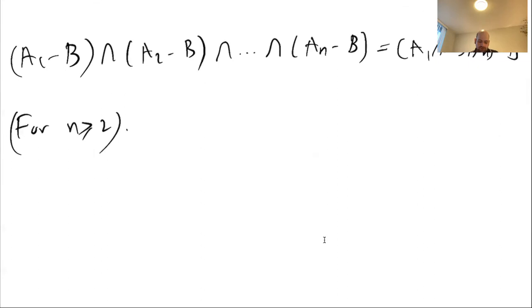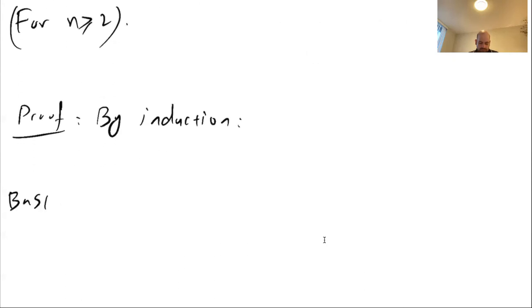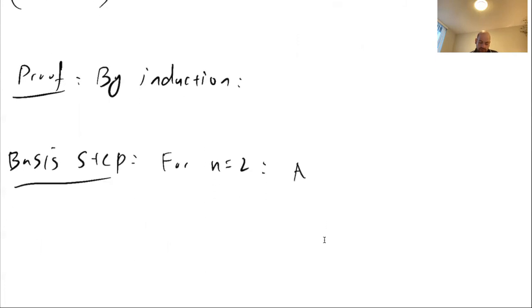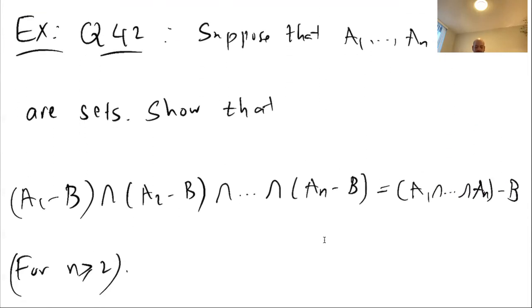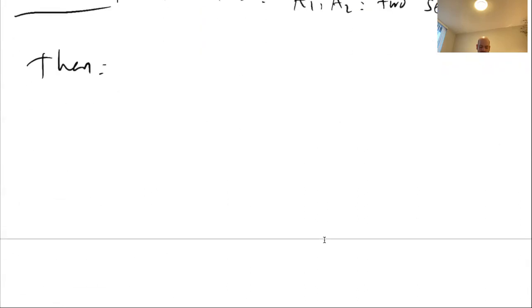Okay, so let's first verify it for two sets. So basis step of proof by induction. Basis step for n equals 2. Let's say A1 and A2 are two sets, then let's calculate the left-hand side and compare it with the right-hand side. Left-hand side is going to be A1 minus B intersection with A2 minus B.